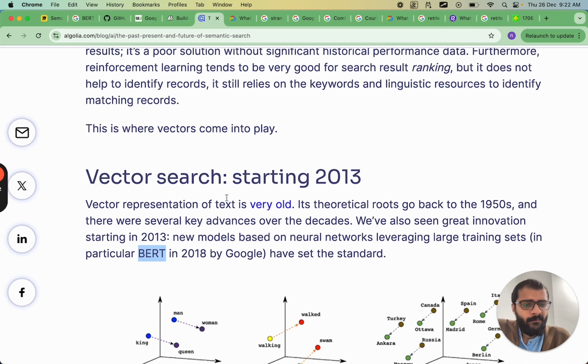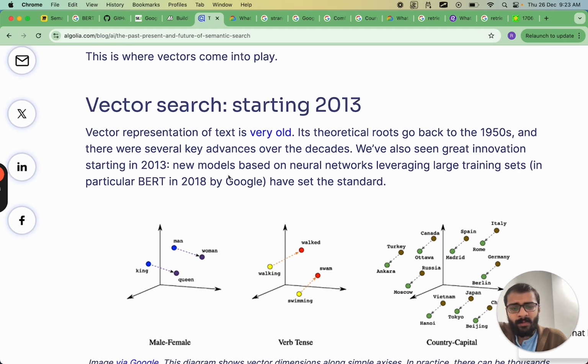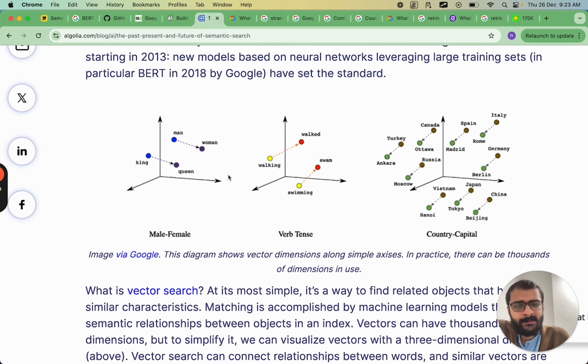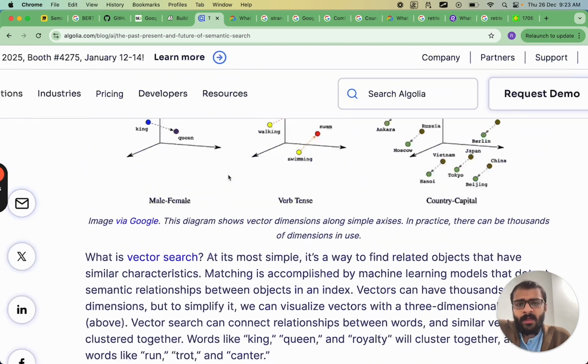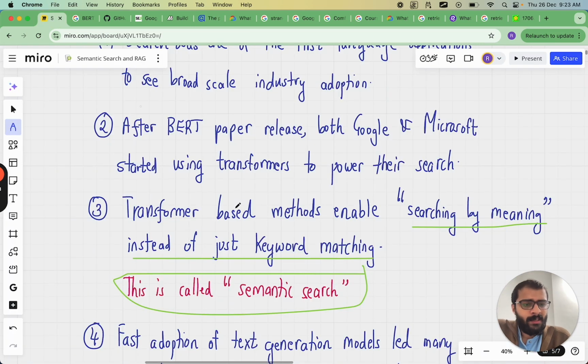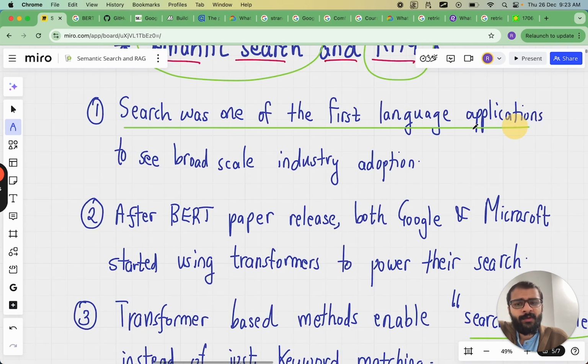So, in the history of search, the vector search we started from 2013, representing text as a vector representation and then feeding it to transformers. That was really the key innovation, and that's how BERT was discovered, and that's still used by Google to do their semantic search. All right, so I hope I've motivated semantic search, the history of semantic search, and how we got to this space. So, search was one of the first language applications to see broad scale industry adoption.